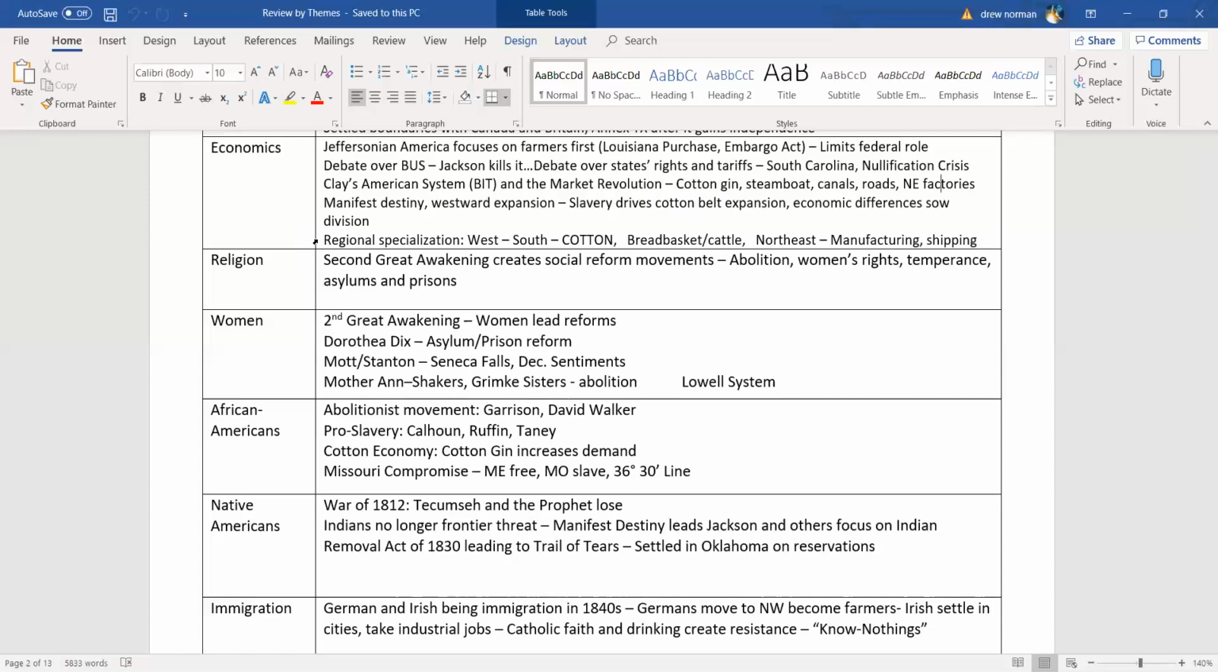And as we move forward, we see the South be a lot more separate. You don't need slaves for breadbasket or cattle raising or for crop raising like that. And you also don't need slaves for manufacturing and shipping. So those economic differences and those regional specializations help lead to the divide that will lead to the Civil War as well.